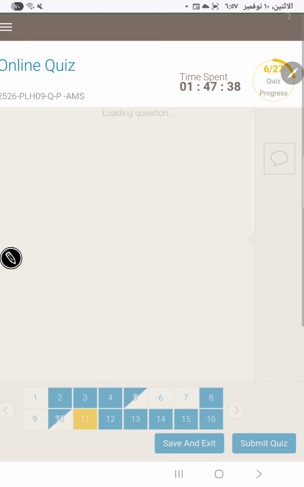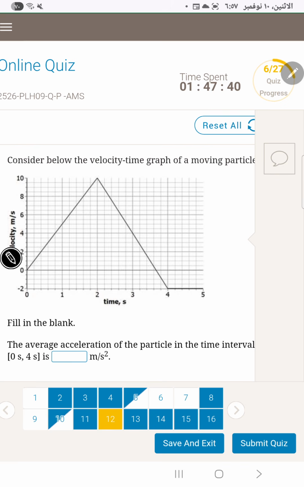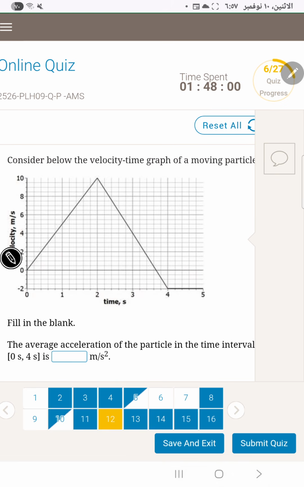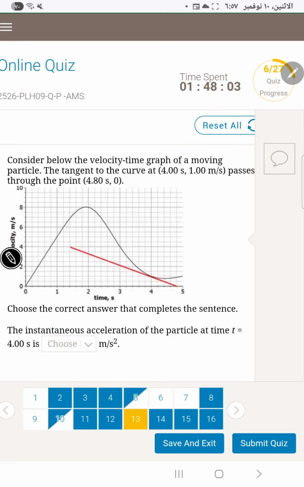Next question now, number 12. The average acceleration of the particle in the time interval from 0 to 4. Now, from 0 to 4 means you have to take this point, 0, 0, and this point, 4, 0. And then you do the slope formula again. Number 13. The instantaneous acceleration of the particle at t equal 4. So instantaneous acceleration here, what you need to do is to take 2 points and find the slope again.